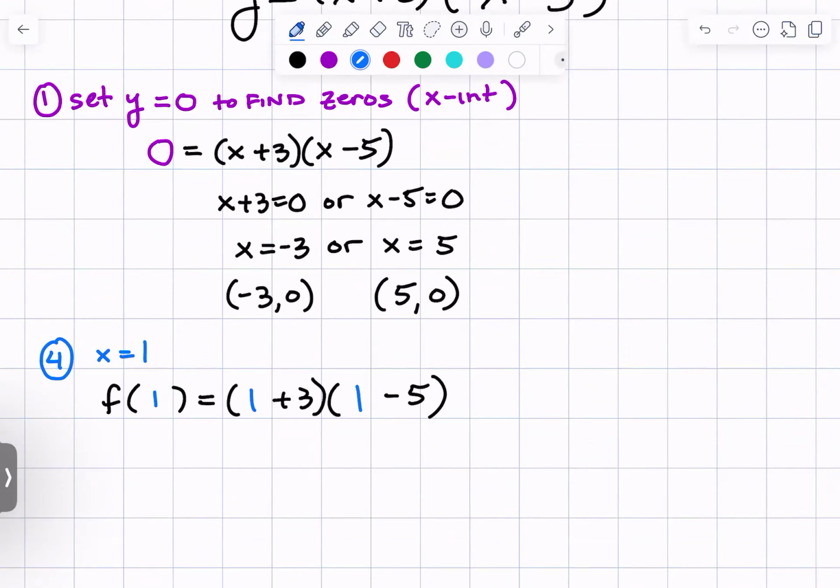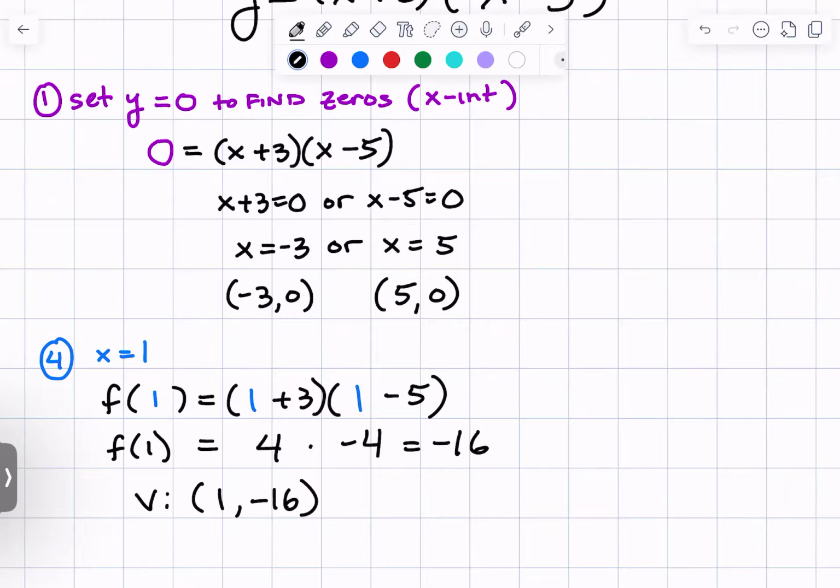Right? So now I have f of 1 equals 4 times -4, which is -16. Right? So my vertex I have at 1, comma, -16. Cool? Questions?